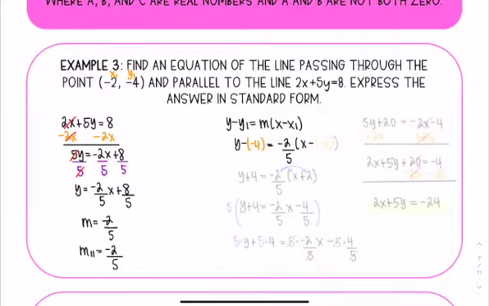Times x minus, we've got negative 2 as my x1. And we want to put this into standard form. So what I'm going to do is simplify my double negatives. We've got y plus 4 equals negative 2/5 times x plus 2.